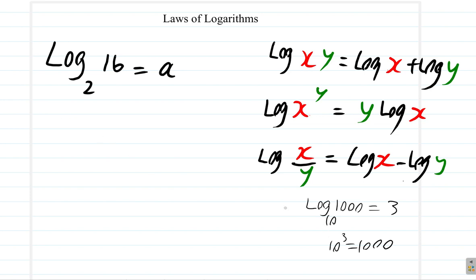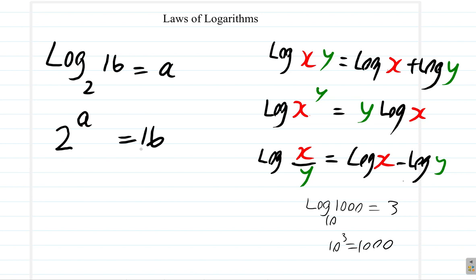Change it to index form, otherwise called exponent form. The base of the log is 2, so the base of the index is 2. In log form, the number you're logging, 16, becomes the answer in index form. And the answer in log form is the power in index form. So a is the power here. 2 to what power gives you 16?